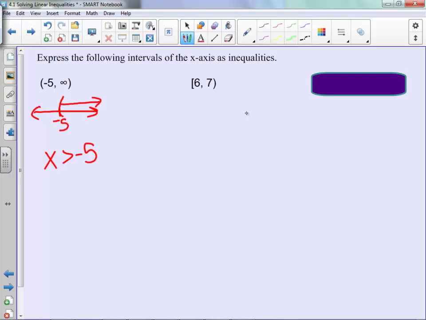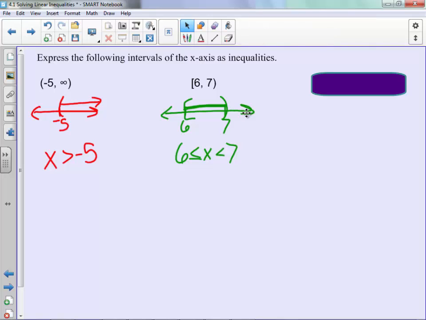Now this one, if we were to graph it, it would be from here to here, and the numbers in between. Which means that our x has to be greater or equal to 6, but also less than 7. So x has to be between 6 and 7.